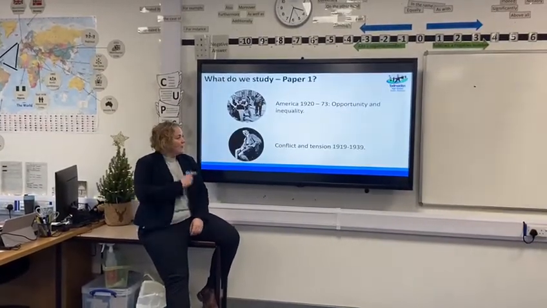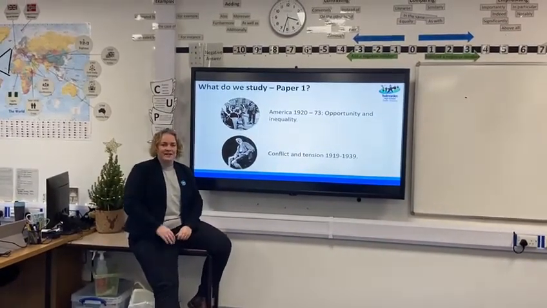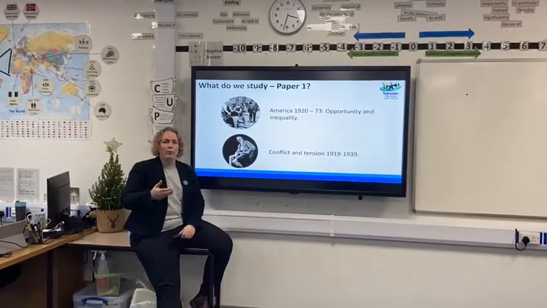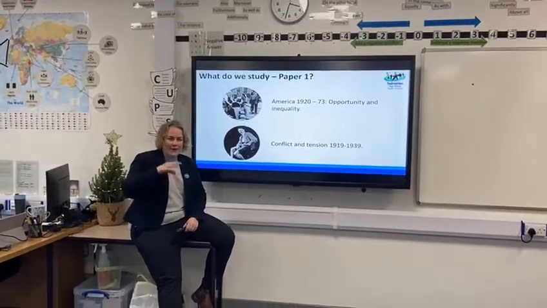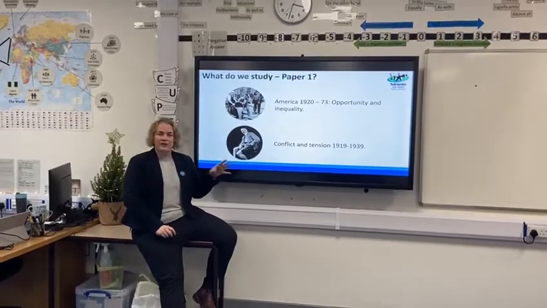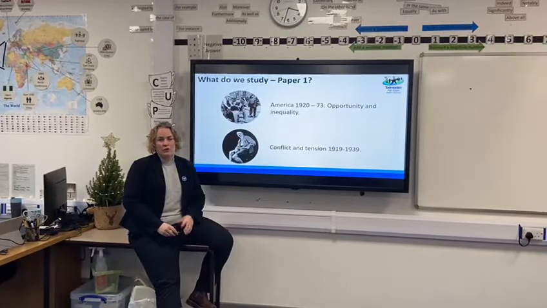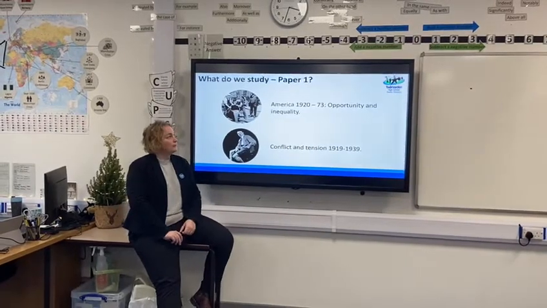The second one is Conflict and Tension, 1919 to 1939. That one's all about how the First World War ended and how that created the conditions and the problems for the Second World War. So Hitler's involved in that one and some of his actions in Europe that led to the events that you'll study as part of your Year 9 course.